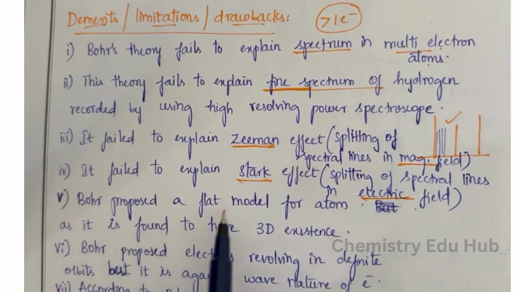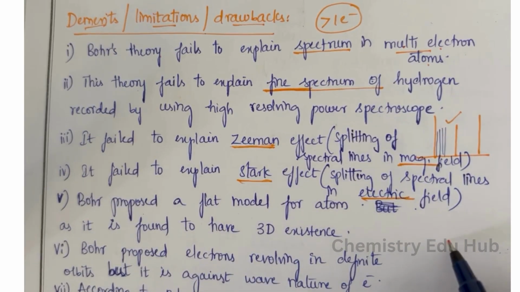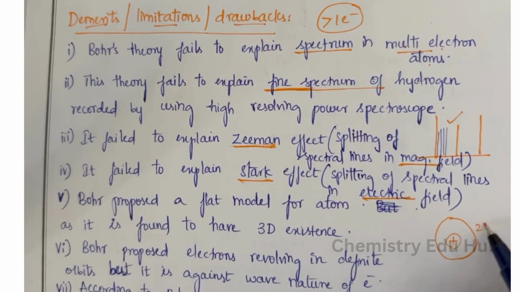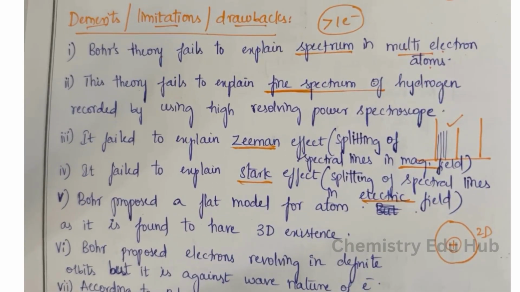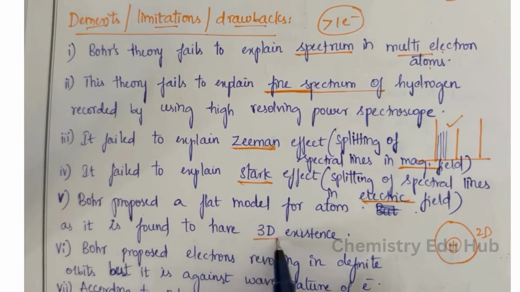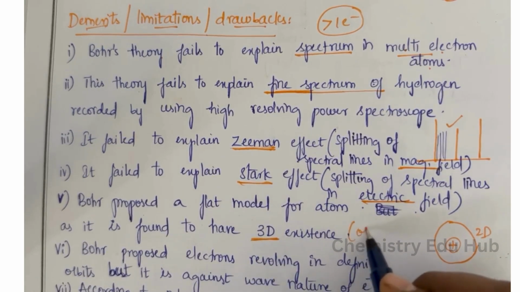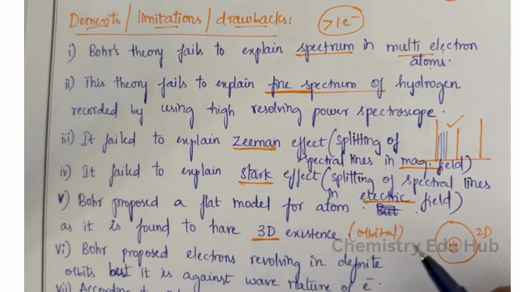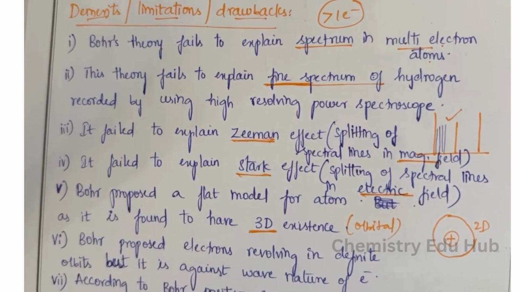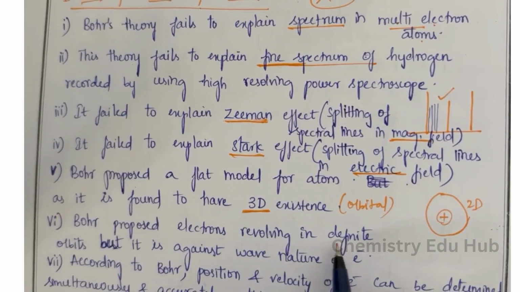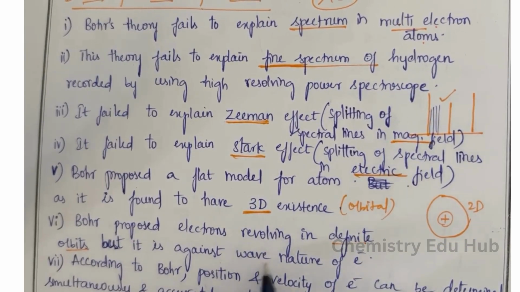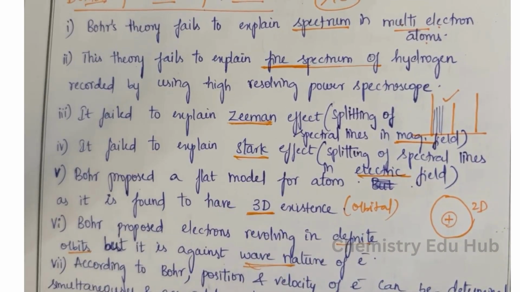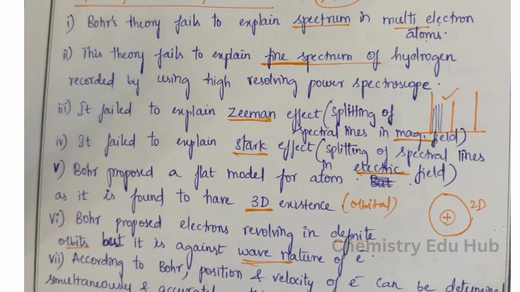Then Bohr proposed a flat model. He said that around the atom there is a circular path or a two-dimensional path called orbit. But in nature, the electron is moving in a three-dimensional path called orbital. So it's a failure. Then Bohr proposed electrons revolving in definite orbits, but in nature, light and electrons both have wave behavior also. So that Bohr did not explain.